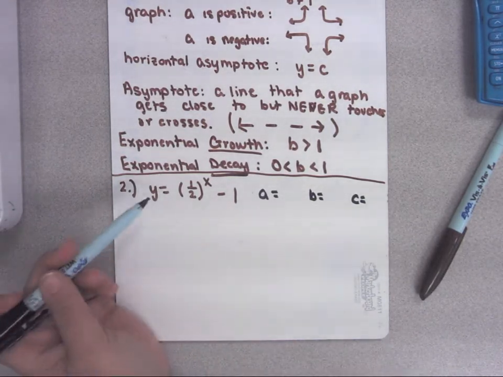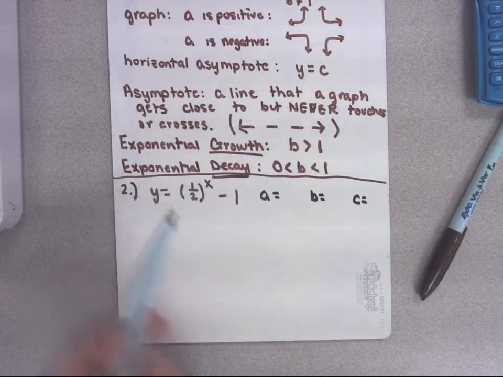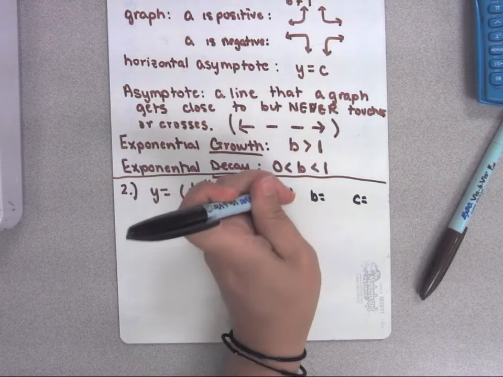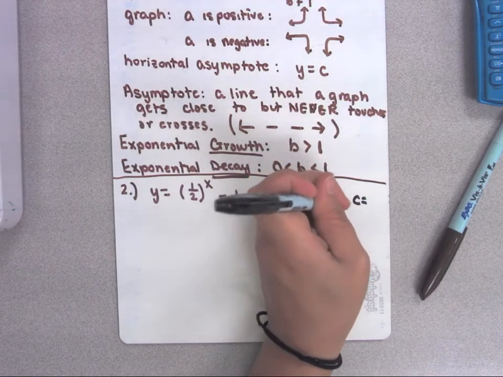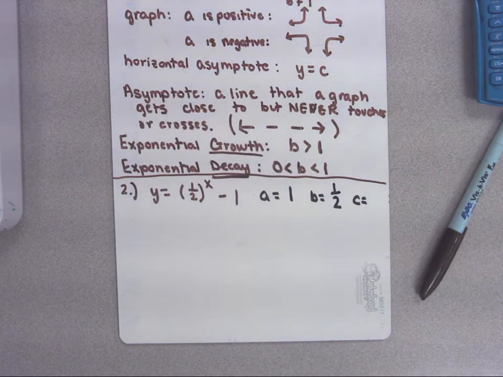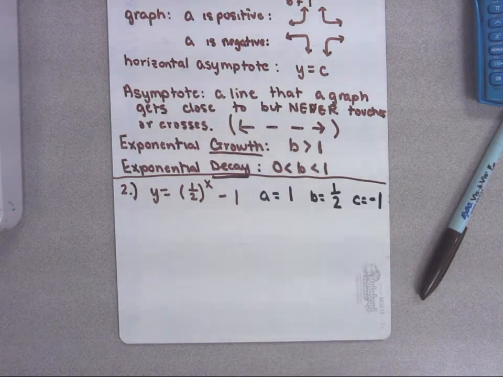I think you're crazy. What is A? It's not attached to the X. It's the number in front of that. 1. What is B? 1/2. What's C this time? -1. You have to take that sign with you.